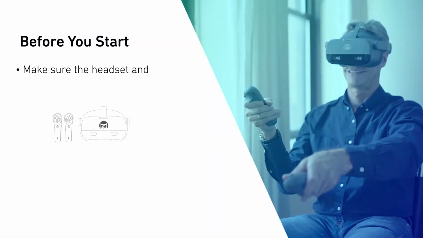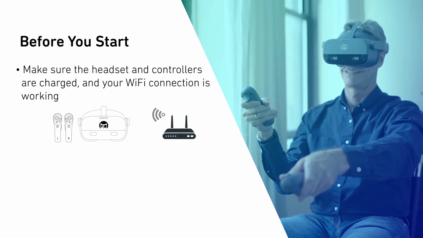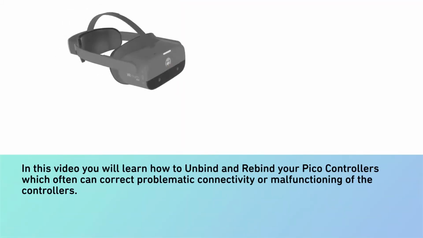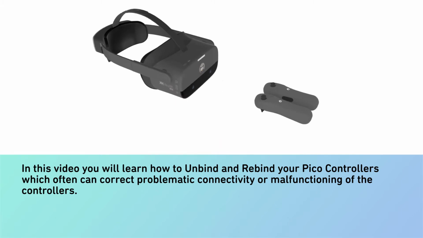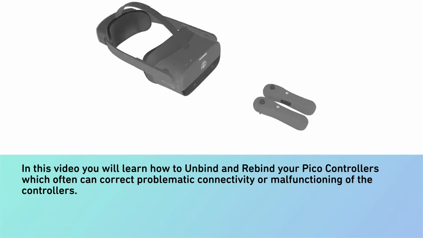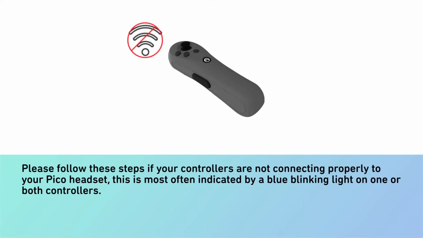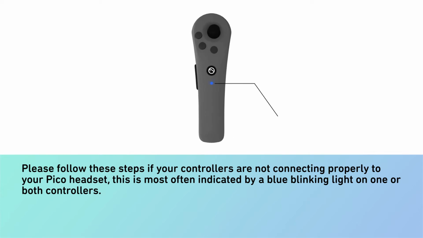Before you start, make sure the headset and controllers are charged and your Wi-Fi connection is working. In this video, you will learn how to unbind and rebind your Pico controllers, which often can correct problematic connectivity or malfunctioning of the controllers. Please follow these steps if your controllers are not connecting properly to your Pico headset. This is most often indicated by a blue blinking light on one or both controllers.